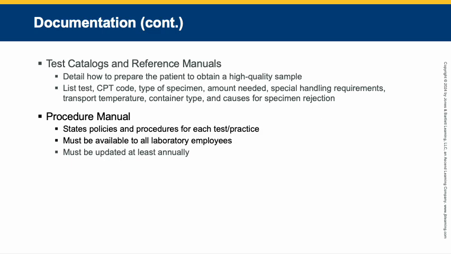CAP and the Joint Commission require that this procedure manual is reviewed and updated every 2 years. I know your slide says at least annually. This means if anything changes, but it has to be reviewed for sure every 2 years.